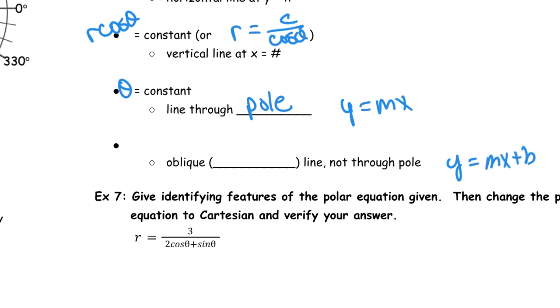Okay, so now we have an oblique line, right, which is just a diagonal. If you want to call it that. And that's going to be where we have some constant, and we got cosine theta plus sine theta, or some other arrangement with regard.